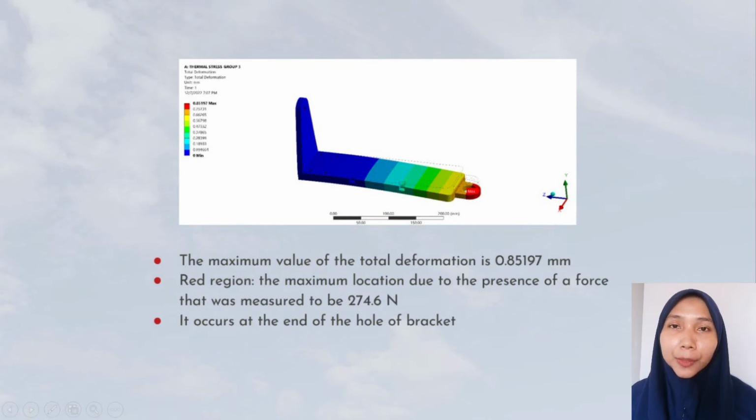The total deformation occurred as shown by the findings of the thermal stress analysis in this figure. The maximum value of this result is 0.85197 mm. The red region shows the critical location due to the presence of a force being applied, which is 274.6 Newton, and it happened at the end of the hole of the bracket.